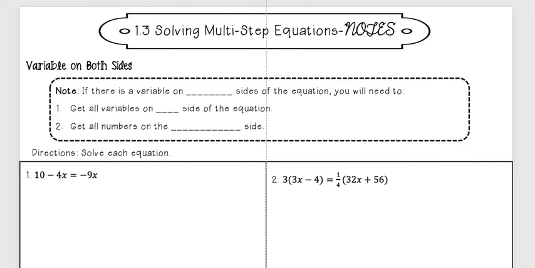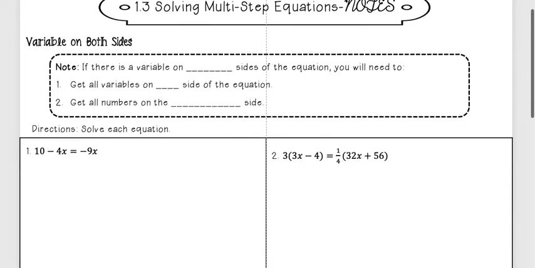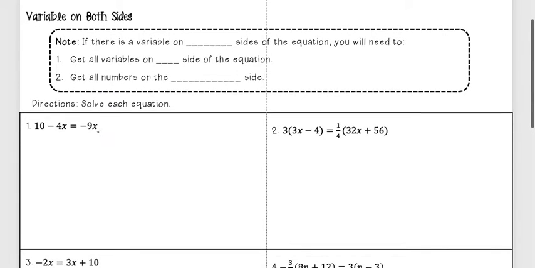Hello class, today we're going to be talking about 1.3, solving multi-step equations. For this, we're going to step up what our equations look like when we're solving them. First, we're going to talk about having variables on both sides.